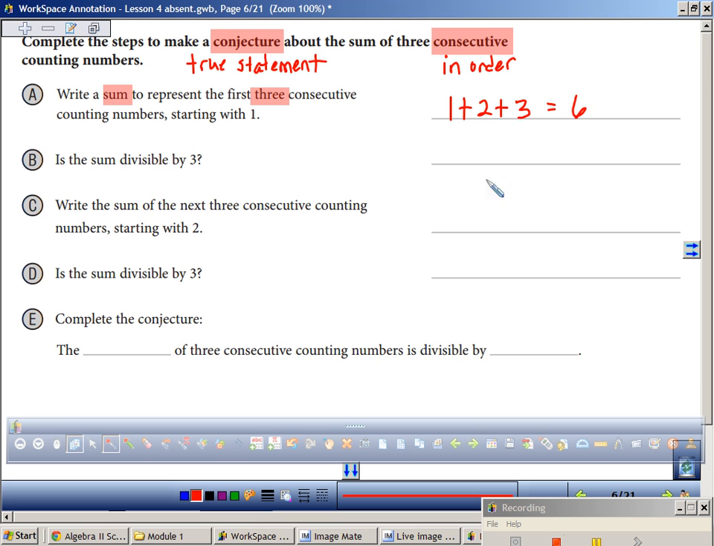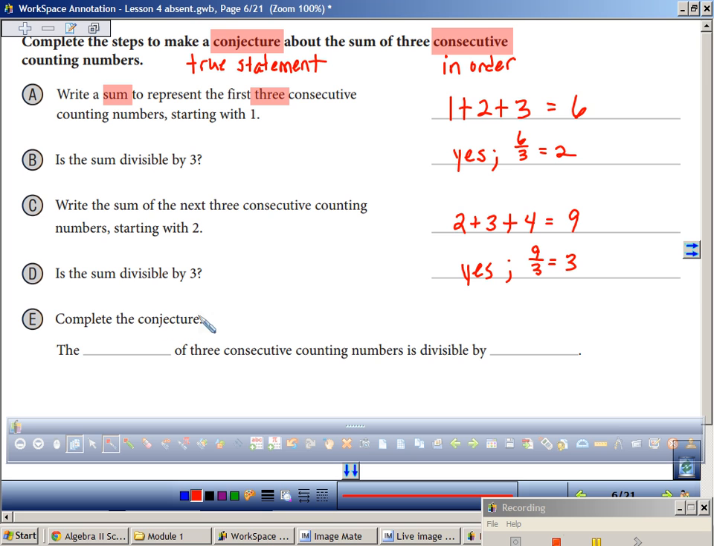Is the sum divisible by 3? Yes. 6 divided by 3 equals 2. Write the sum of the next 3 consecutive counting numbers starting with 2. So what would that be? 2 plus 3 plus 4 equals 9. Is this sum divisible by 3? Yes. 9 divided by 3 is 3.